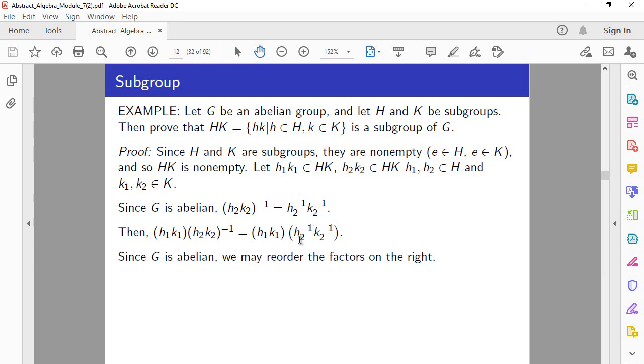Since G is abelian, we can reorder the factors in this product. So that is, we can bring h1 and h2 inverse together and k1 and k2 inverse together. So we can rewrite this, and we can see that h1k1 times (h2k2) inverse is equal to h1 h2 inverse times k1 k2 inverse. Now, because H is a subgroup, it is closed under the operation, so h1 h2 inverse belongs to H. Similarly, k1 k2 inverse belongs to K. So we see that this is an element of HK, and therefore this element here is an element of HK as well.